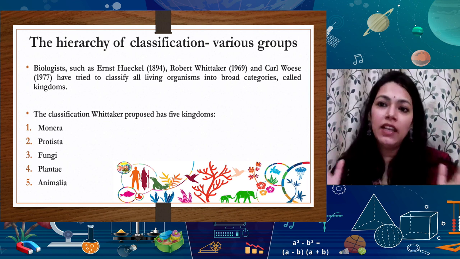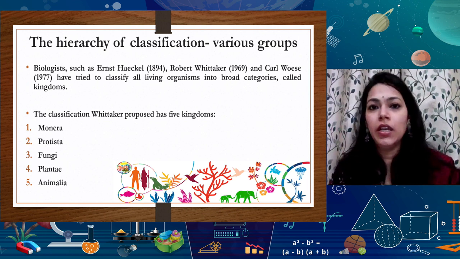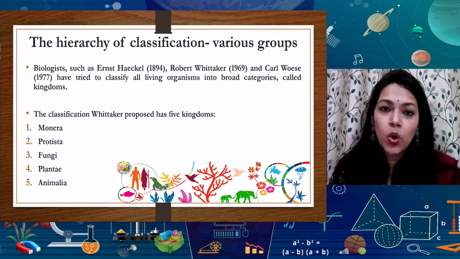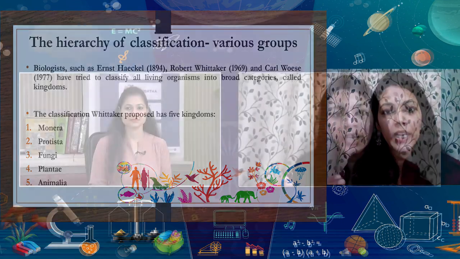We divide organisms into five groups: Monera, Protista, Fungi, Plantae, and Animalia. So students, I end my conversation here, and I would request you, till the next session when I join you again and we discuss more topics, please read and study about these five.